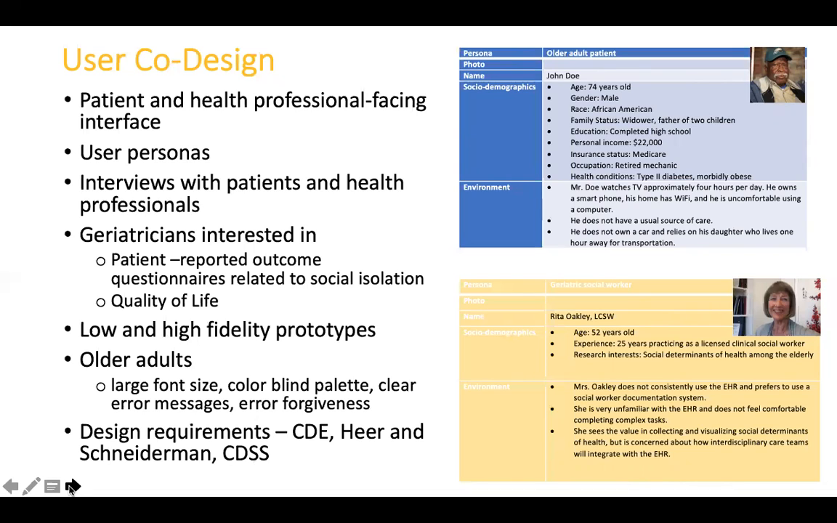Some of the most useful feedback we received was that the geriatric health professionals were interested in the use of validated and standardized patient-reported outcomes. And they wanted them to be specifically related to social isolation and quality of life. And then the older adult patients provided insights into important accessibility features, such as the use of a TV medium for information, multiple modalities of data entry, which we'll talk about later, in the form of text and speech, and minimizing the number of clicks to complete tasks.